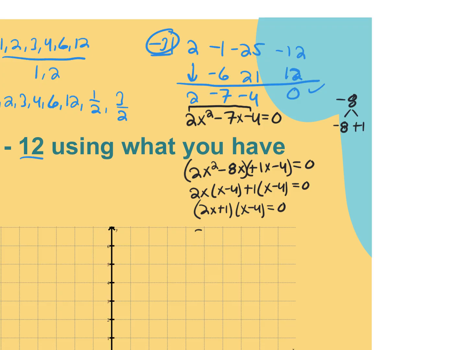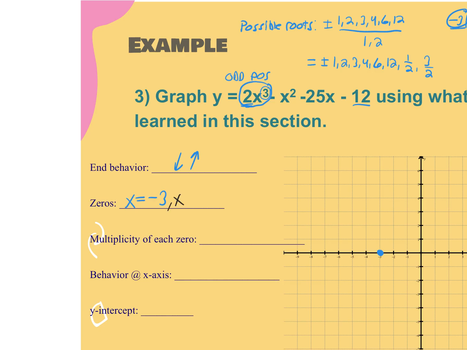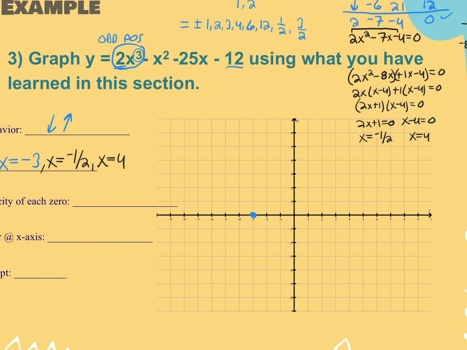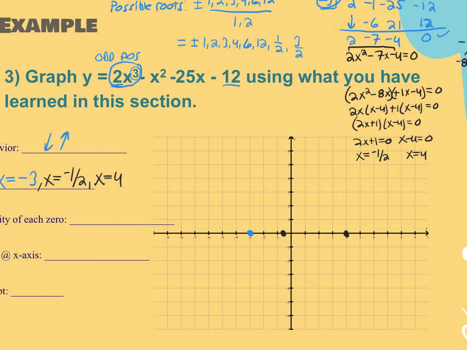And then you set each factor equal to 0, so 2x plus 1 equals 0, and x minus 4 equals 0, and so we should get x equals -1/2 and x equals 4, all right? So then those are my other two zeros, x equals -1/2 and x equals 4, right? And I'll plot those points, right? So negative a half is right there, and 4 is right there, all right?